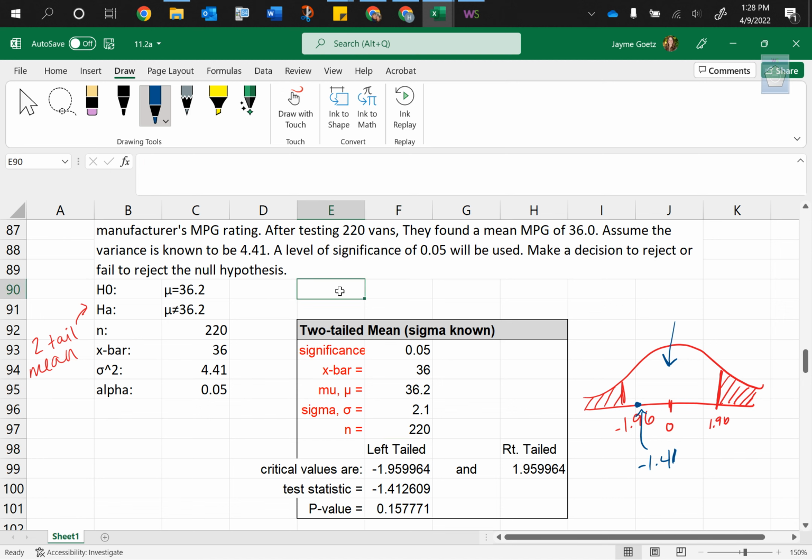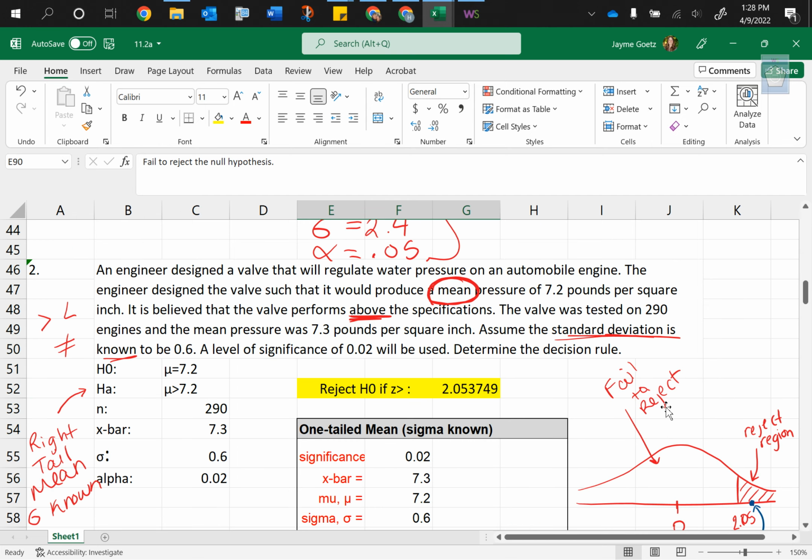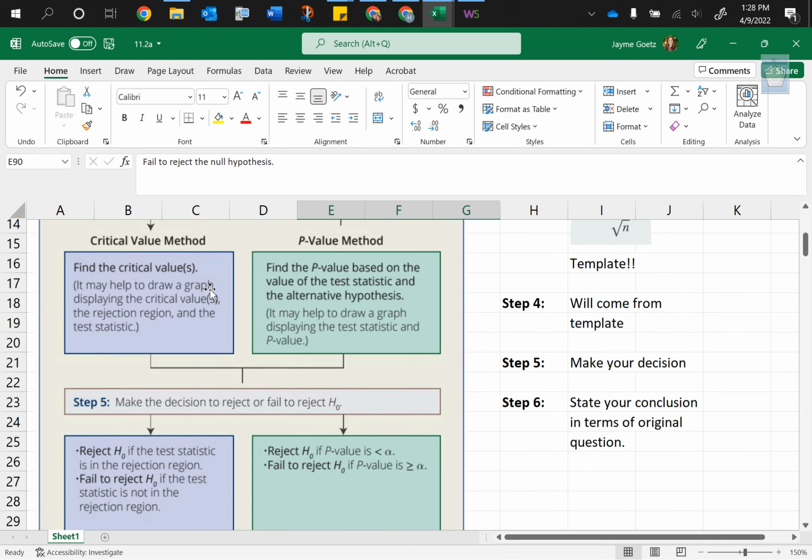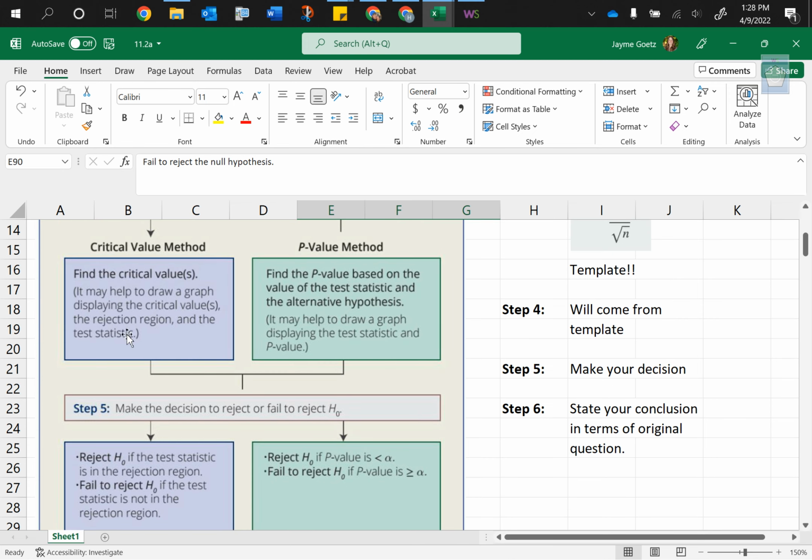Okay? Now, what we've been doing every time here with the critical values and the test statistic, all three of those, drawing the picture and figuring out if it's in the rejection region or the fail to reject region, that is called the critical value method. That is the critical value method to determine if we reject the hypothesis or fail to reject the hypothesis. Now what we're going to do is look at the p-value method.